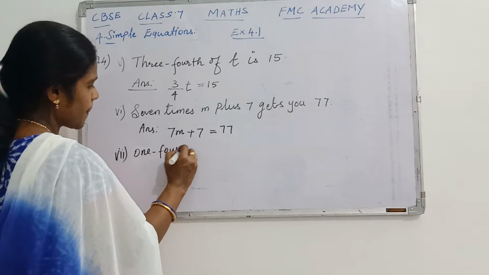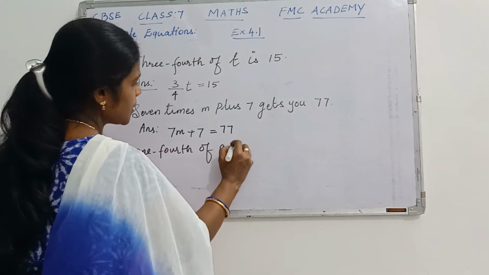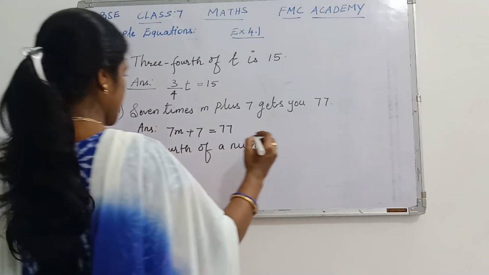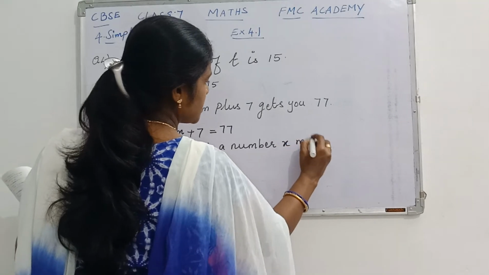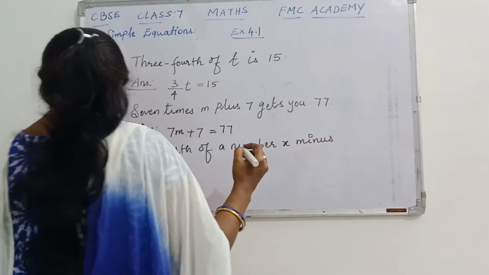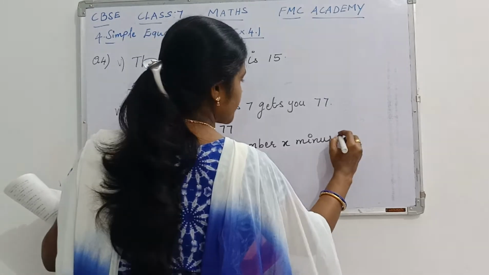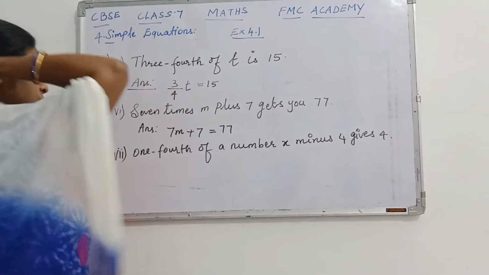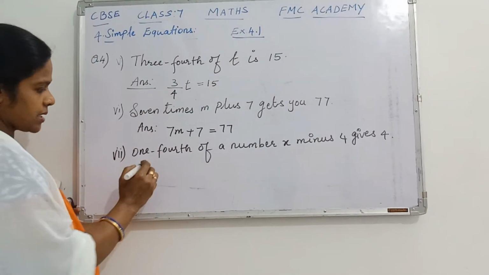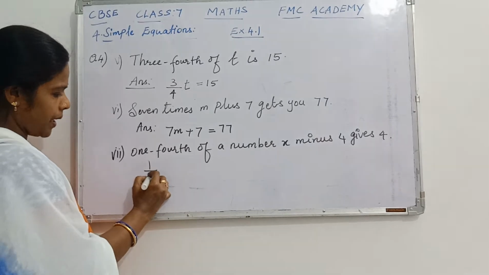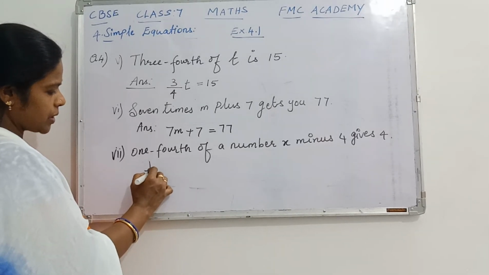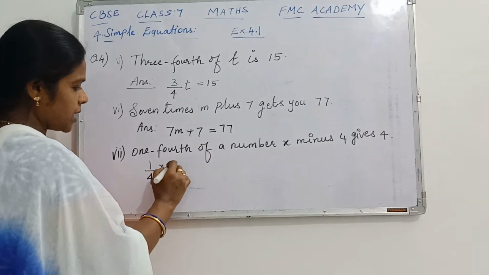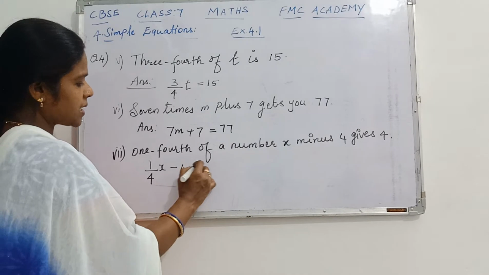One fourth of a number x minus 4 gives 4. Yes, just see now, 1/4 of a number x. So 1/4 means we know it is 1 by 4. 1/4, that is 1 by 4 of a number x. So it means x minus 4. With this minus 4 you will do, which will give the answer as 4.